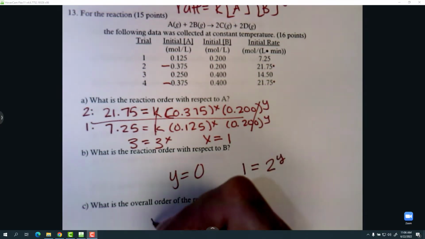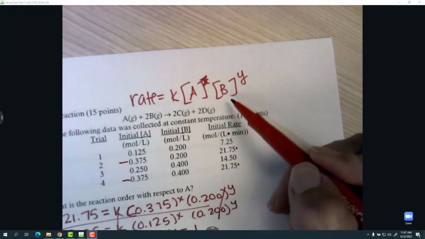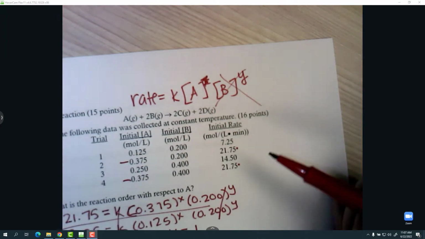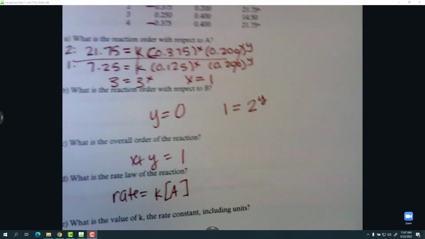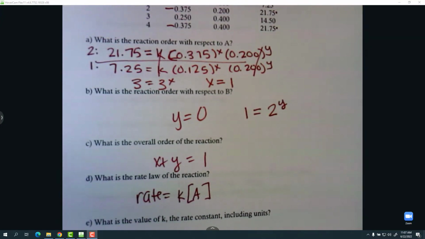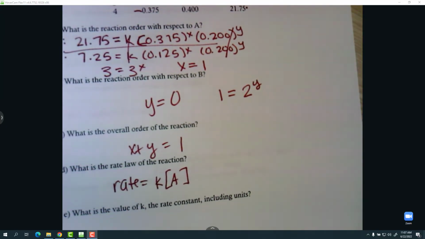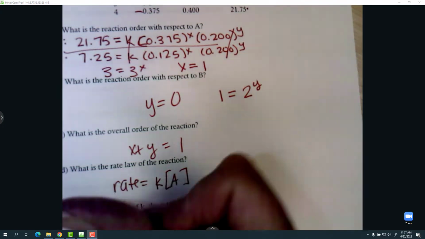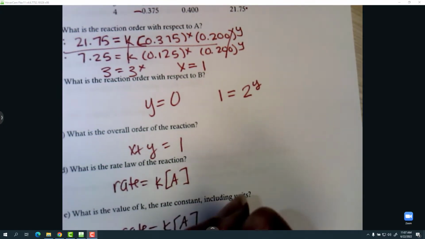The overall order is just x plus y, which is 1. The rate law is going back up here and plugging everything in. Now, since this is to the 0th power, it's going to just be gone. So that's just rate equals K times A. And now it asked me to figure out K, solve for K including units. So I'm just going to use my rate law, solve for K.